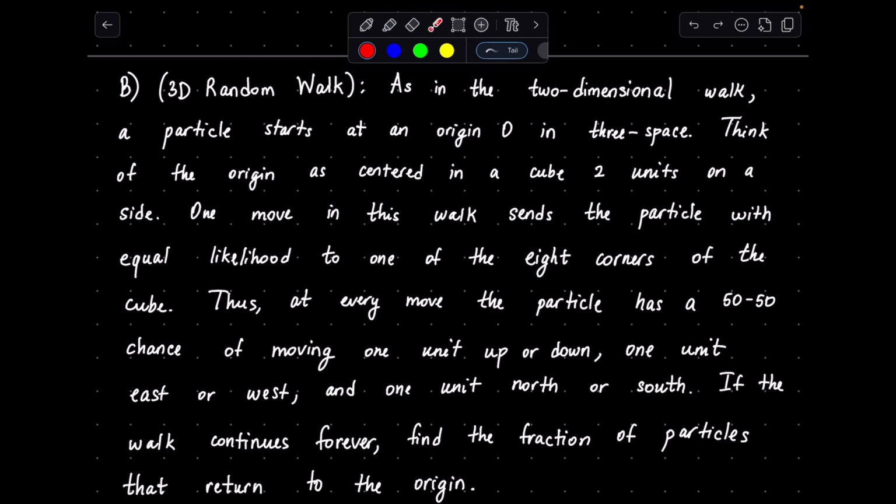As in the two-dimensional walk, a particle starts at an origin O in 3-space. Think of the origin as centered in a cube 2 units on a side. One move in this walk sends the particle with equal likelihood to one of the 8 corners of the cube. Thus, at every move, the particle has a 50-50 chance of moving 1 unit up or down, 1 unit east or west, and 1 unit north or south. If the walk continues forever, find the fraction of particles that return to the origin.